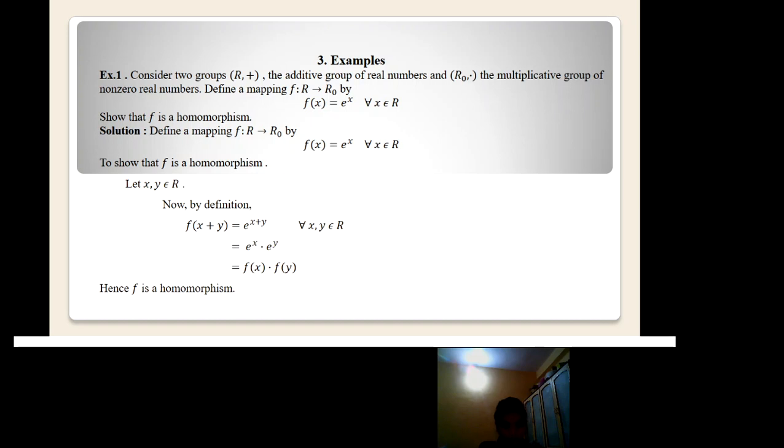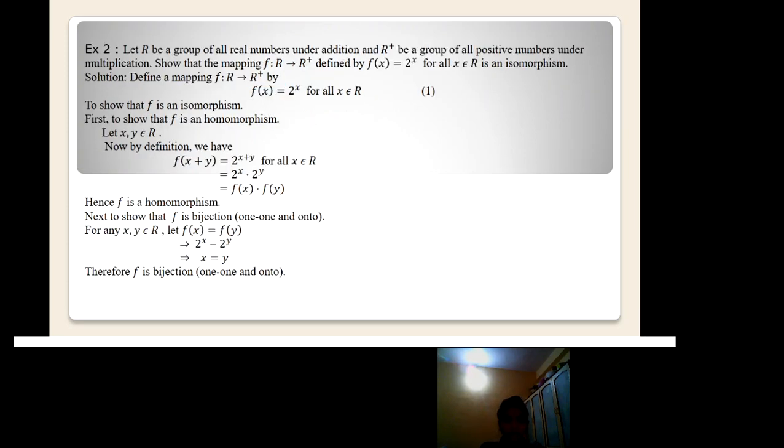The solution: define a mapping f from R to R0 by f(x) = e^x for all x belongs to R. To show that f is a homomorphism, let x, y belong to R. Now by definition, f(x + y) = e^(x+y) for all x, y belongs to R, which equals e^x into e^y. This equals f(x) into f(y). Hence f is a homomorphism.